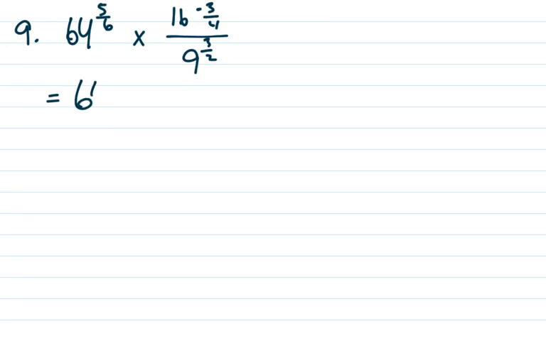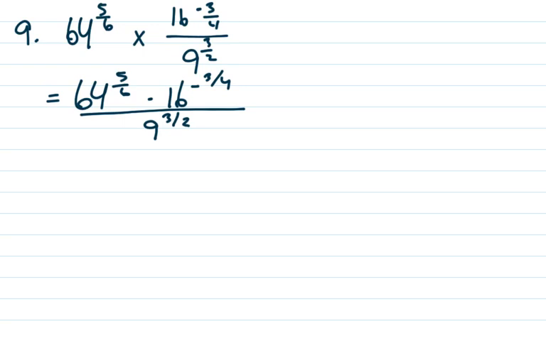Number 9. 64 to the power of 5/6 times 16 to the power of negative 3/4 divided by 9 to the power of 3/2. So I have 64 to the power of 5/6 times 16 to the power of negative 3/4, all divided by 9 to the power of 3/2.